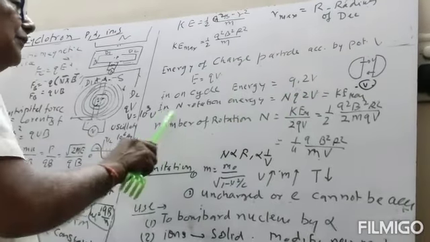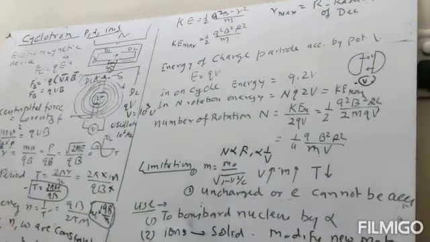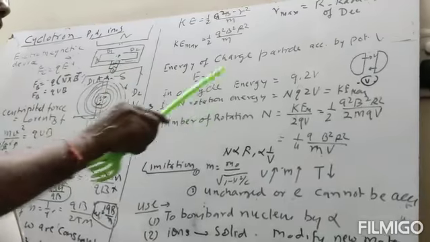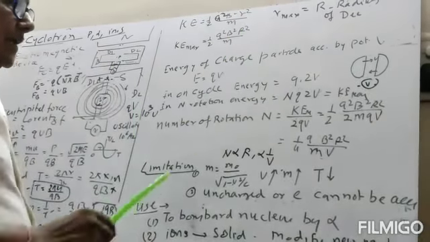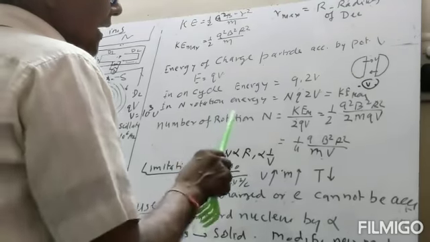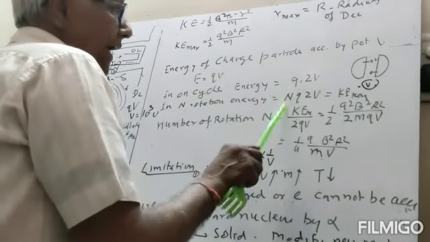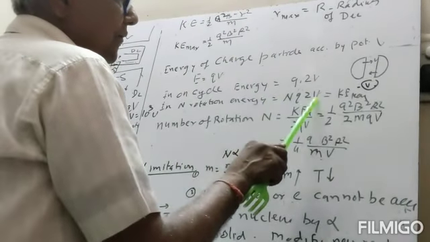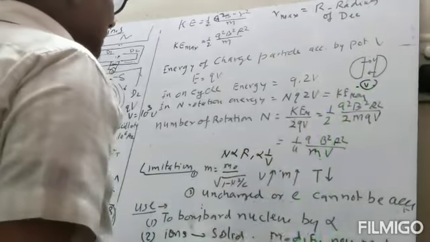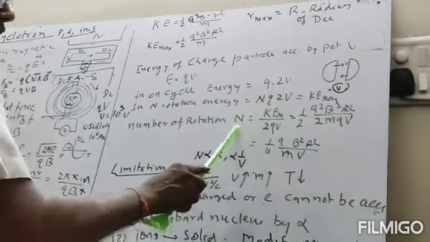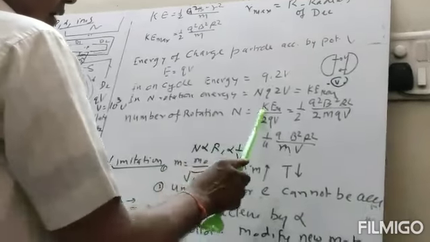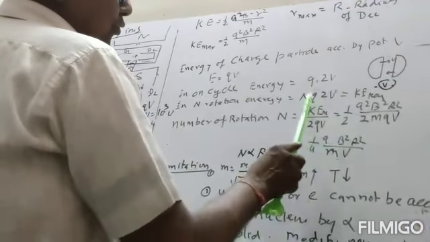And so if the number of cycles completed is n, when it reaches the radius capital R, the total energy will be equal to n times q into 2V. And this will be equal to the maximum kinetic energy. So we can find the value of n, which is equal to the maximum kinetic energy divided by 2qV.